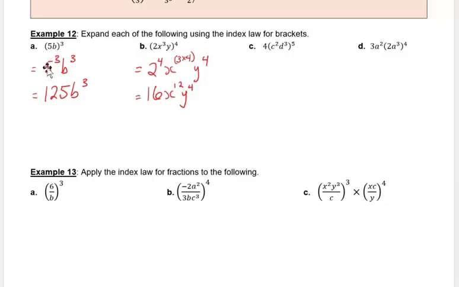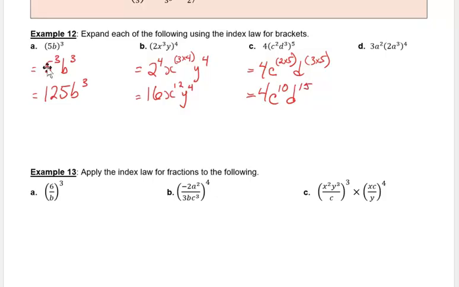Now I've got a 4 on the outside of the bracket, so my 4 is not going to be raised to the power of 5. My 4 is going to remain a 4, and it's going to be multiplied by c to the power of 2 times 5, because that's all being taken to the power of 5, times d to the power of 3 times 5, which gives us 4c to the power of 10, d to the power of 15.